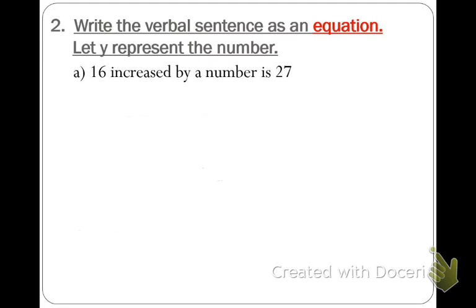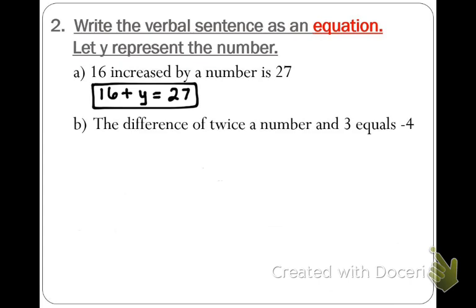Is there anyone who feels comfortable enough to try to do this on their own? JD, help me out. What should I write? 16 plus y equals 27. Okay, he says 16 for increased by, then he says that's going to be plus. A number, he says y, then he broke down the word is, which is always going to be an equal sign, and 27. Excellent job, JD. Questions for how he did that? No questions. All right.